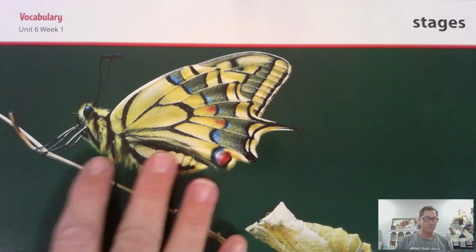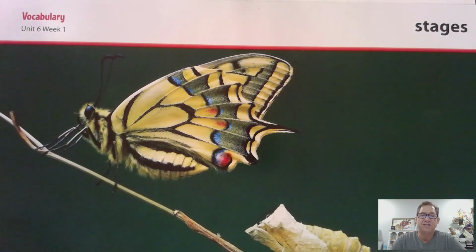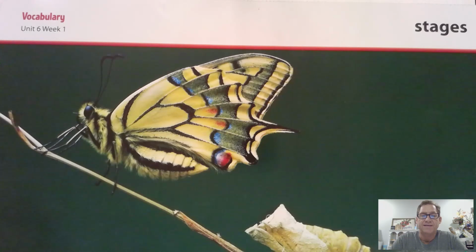Okay. And the last word in this week's selection is stages. Say that word with me. Stages. Stages are steps in a process. For example, egg, caterpillar, and butterfly are stages in a butterfly's life.